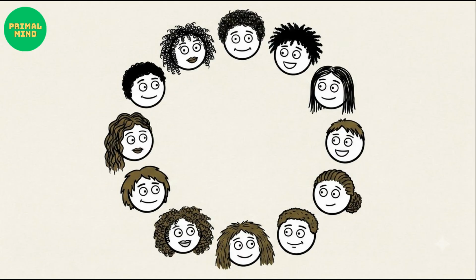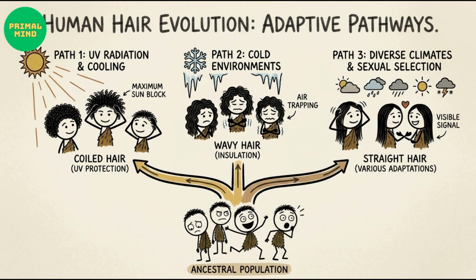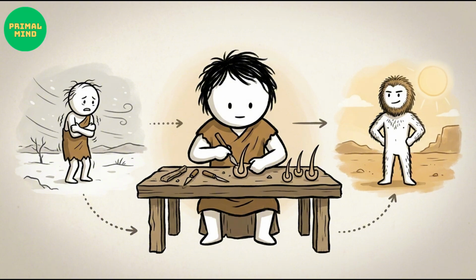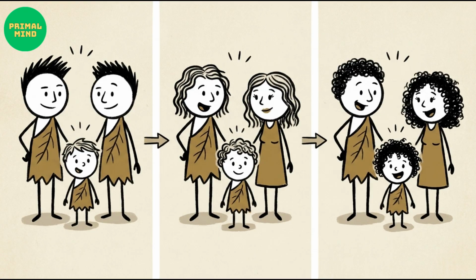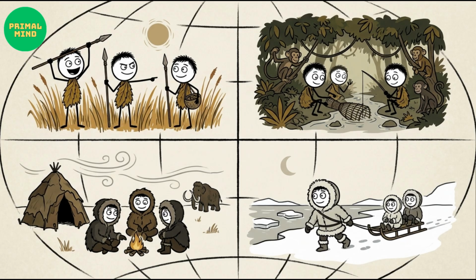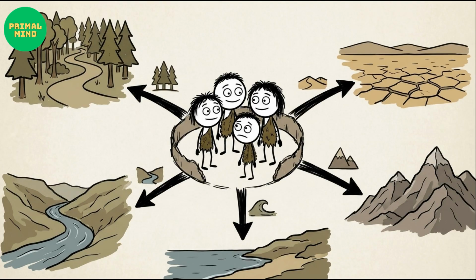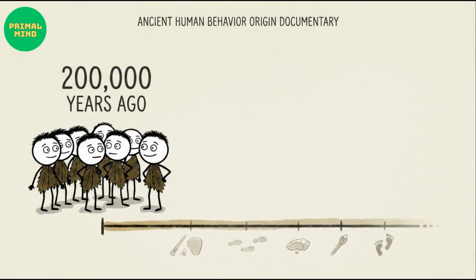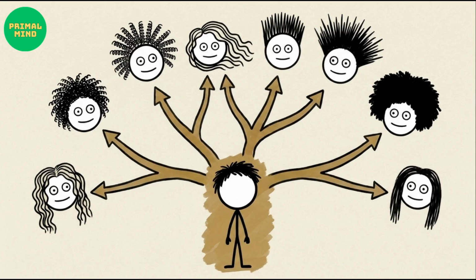Every hair type on every human head today is the end result of a specific ancient environmental problem being solved by evolution, generation after generation, in wildly different corners of the planet. So the question is simple. With one single ancestral population in Africa, roughly 200,000 years ago, how did humanity end up with this much variation?